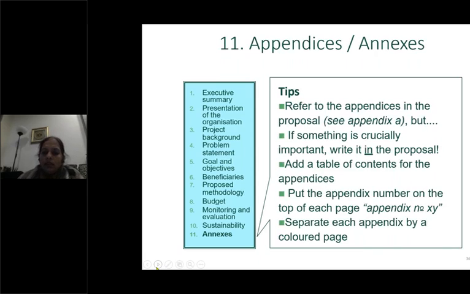Something crucially important which is not included in the proposal, you can put it there, like a table of contents, or sometimes the data cannot be adjusted in the project, so you can put it there. And you have to number the appendixes, giving them small letters or Roman numerals. It should not be in continuation with the numbering of the project.